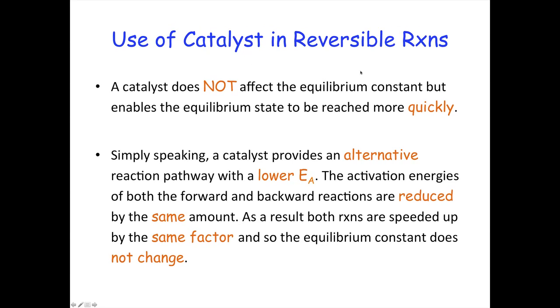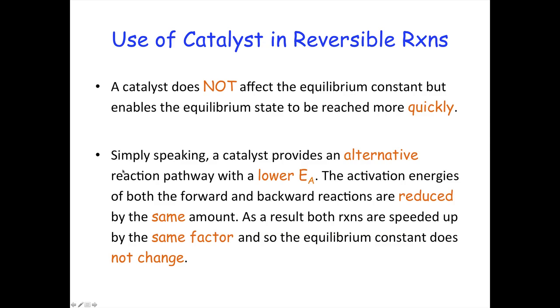Now, the use of catalysts in reversible reactions. A catalyst does not affect the equilibrium constant, but enables the equilibrium state to be reached more quickly. And this is important because this applies to both inorganic catalysts as well as biological catalysts. So when you do enzymes, that's a very important point to remember, that enzymes do not affect the equilibrium constant. So when you're deriving your various equations for enzyme kinetics, remember that the catalyst, which in that case would be the enzyme, does not affect the equilibrium constant.